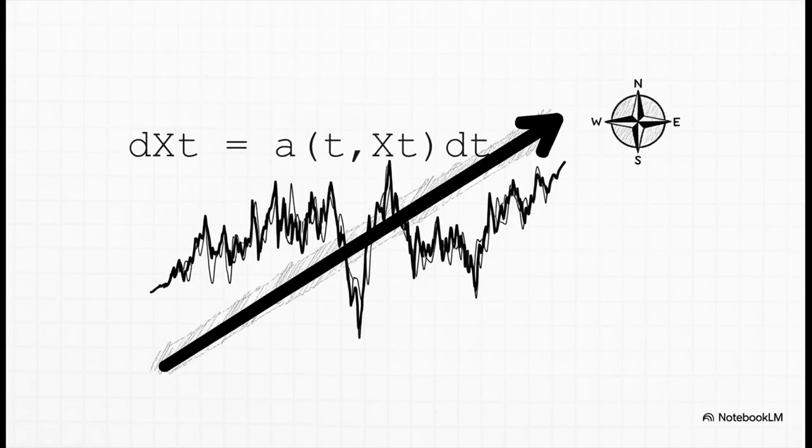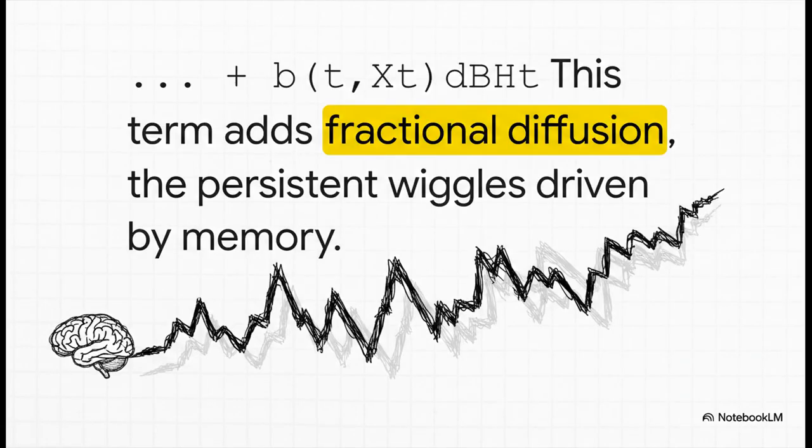Okay, so let's actually build a sentence in this new language, piece by piece. It all starts with the simplest part, the drift. This first term here, you can think of it as the predictable bit, the gentle, underlying current of the river, the average direction we kind of expect the market to go over time. All right, next up, we add the memory.